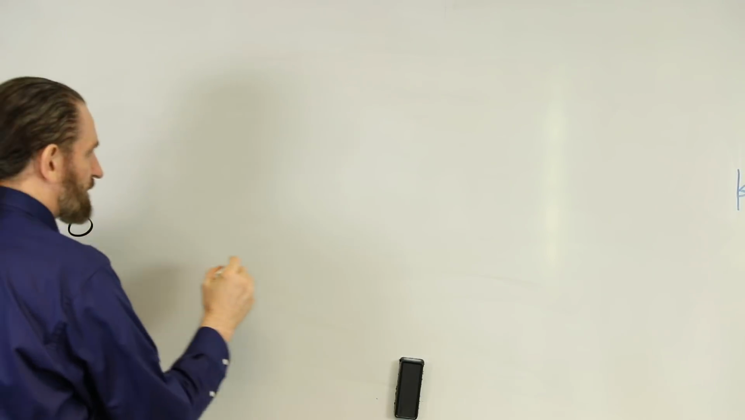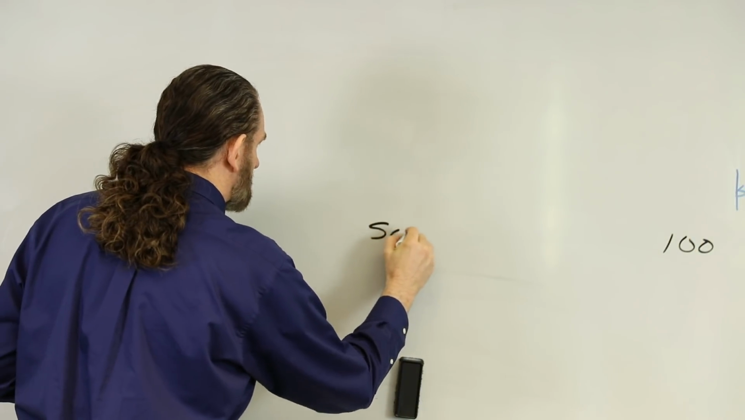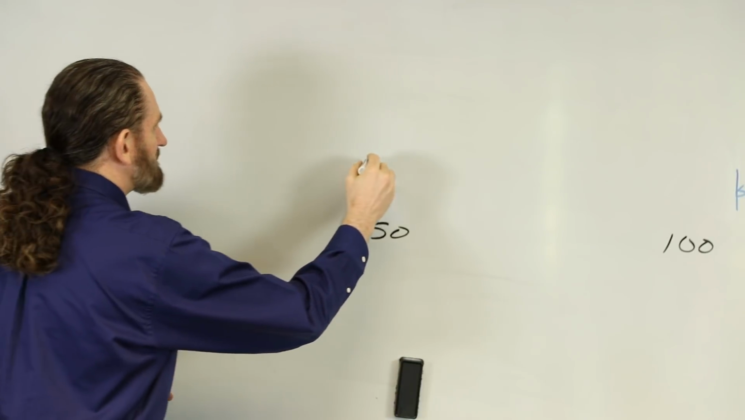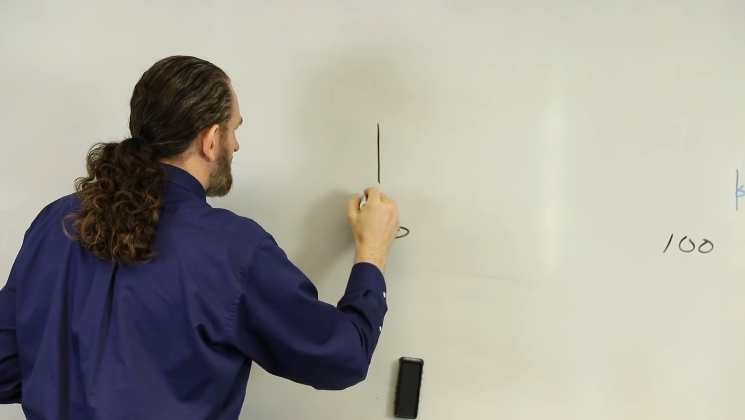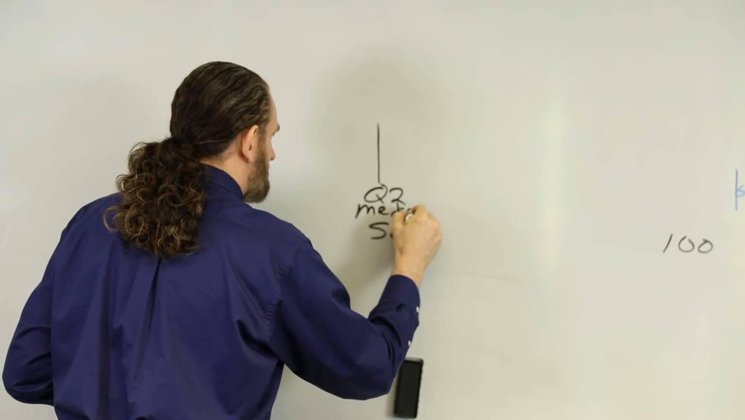So now let's take a look at another distribution. We'll go from 0 to 100, and we'll put our 50 here in the middle. And let's say that our median was here in the middle. So this would be our Q2, our median.